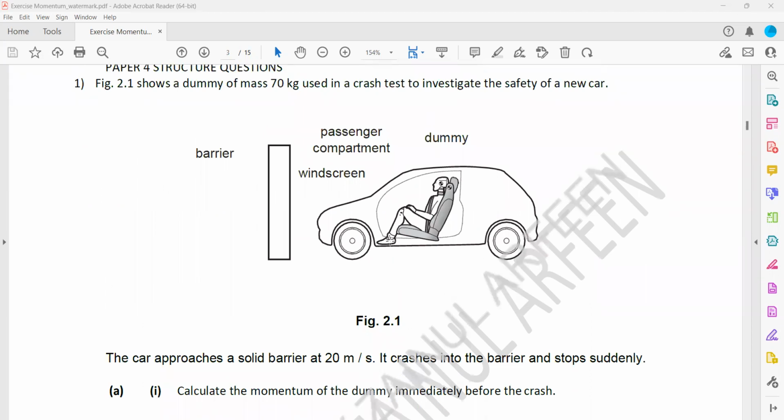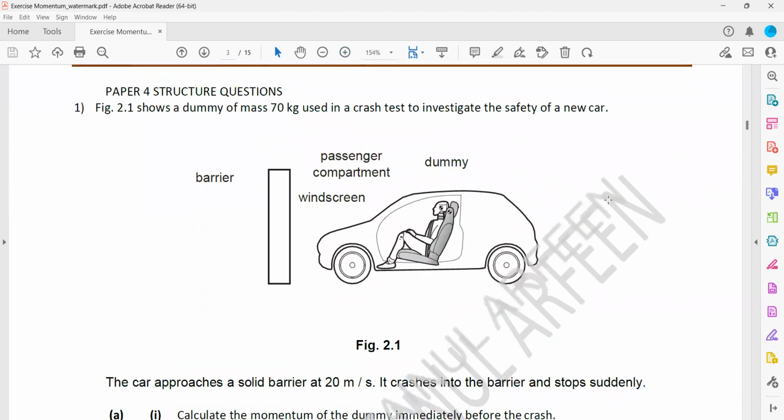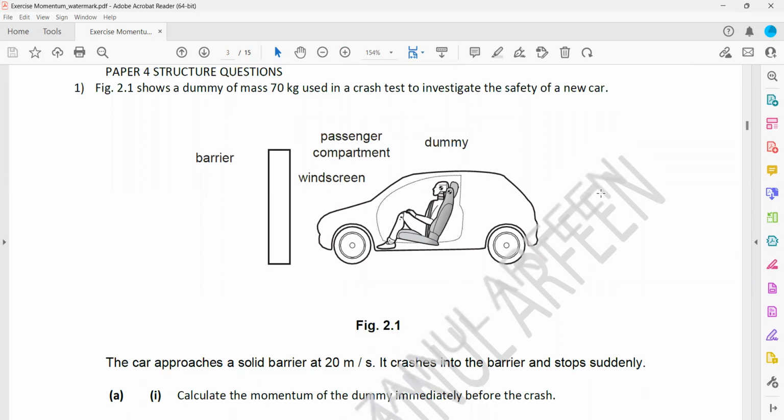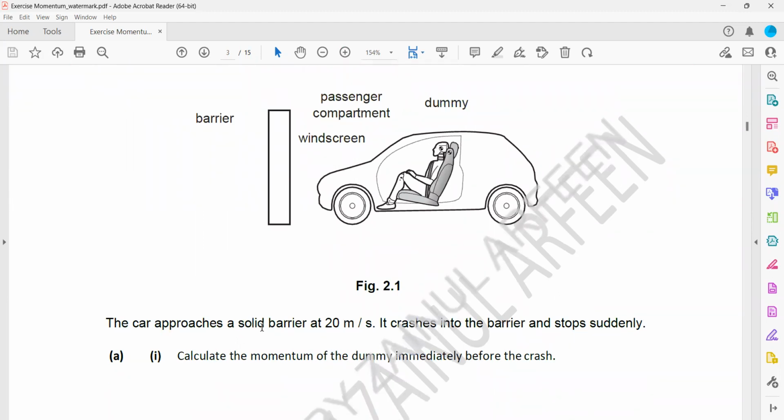Paper 4 questions. Figure 2.1 shows a dummy of mass 70 kilogram used in a crash test to investigate the safety of a new car. The car approaches a solid barrier with a speed of 20 meters per second, meaning the speed at which the car was approaching the barrier is 20 meters per second. It crashes into the barrier and stops. So this car, when it hits the barrier, it stops.